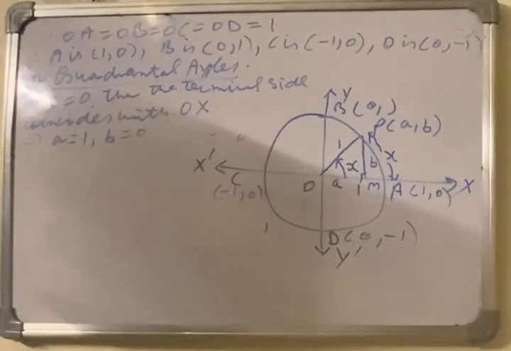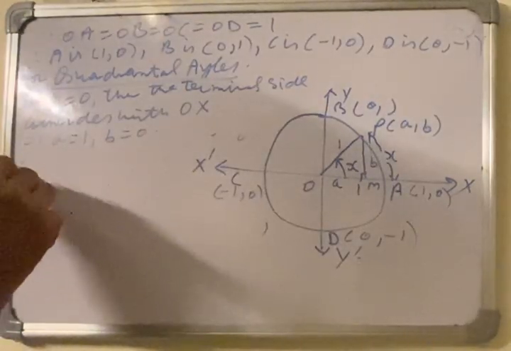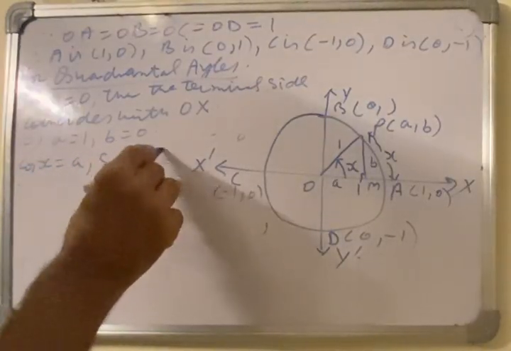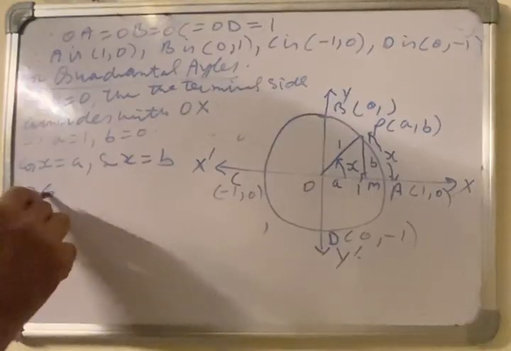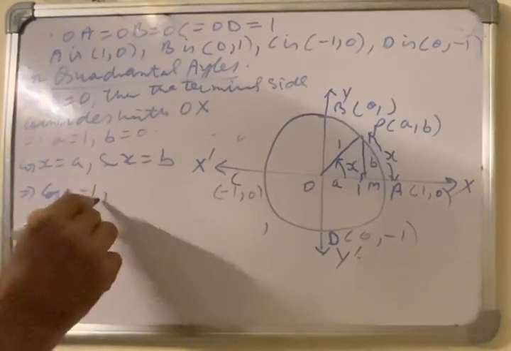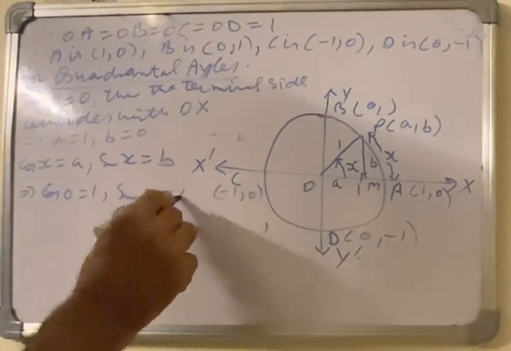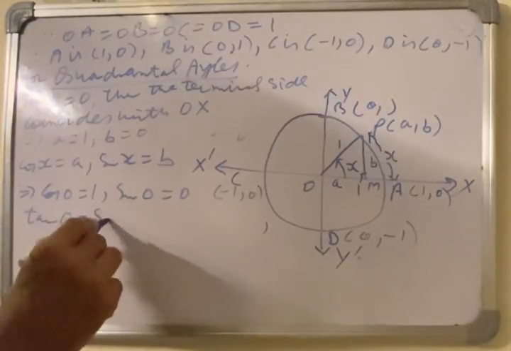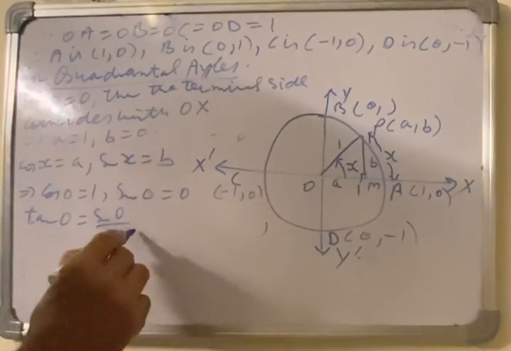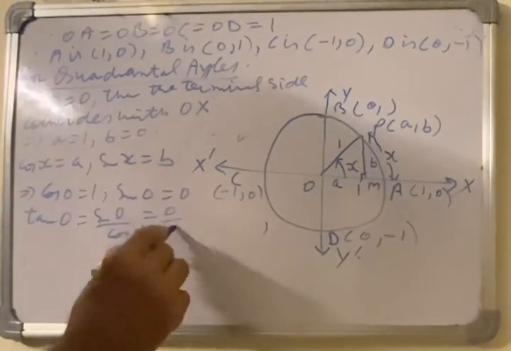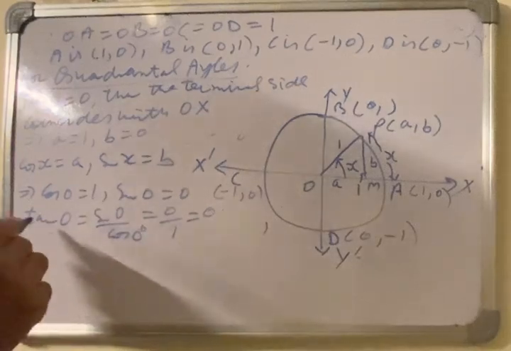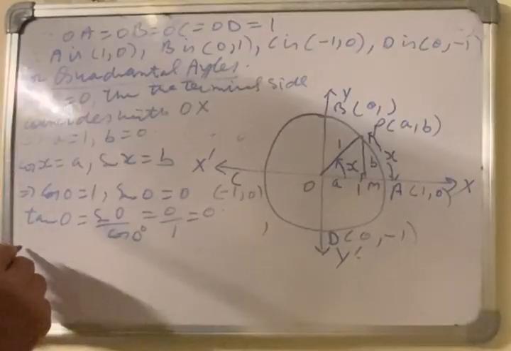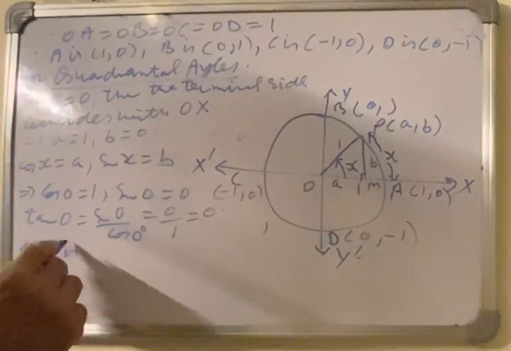Now we have cos x is a, sin x is b. That means cos 0 is 1, sin 0 is 0. Tan 0 is sin 0 over cos 0, which is 0 over 1, is 0. And the reciprocal of tan 0 is not defined because it is infinity. Cot 0 is not defined.